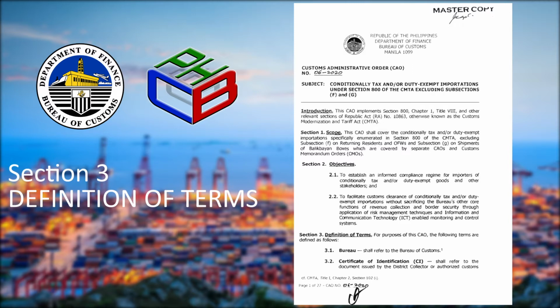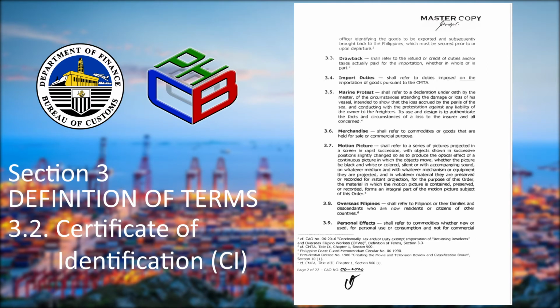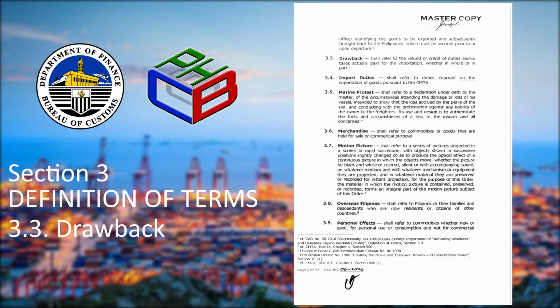Section 3. Definition of terms. For purposes of this CAO, the following terms are defined as follows. 3.1 Bureau shall refer to the Bureau of Customs. 3.2 Certificate of Identification, CI, shall refer to the document issued by the District Collector or authorized customs officer identifying the goods to be exported and subsequently brought back to the Philippines, which must be secured prior to or upon departure. 3.3. Drawback shall refer to the refund or credit of duties and or taxes actually paid for the importation, whether in whole or in part.